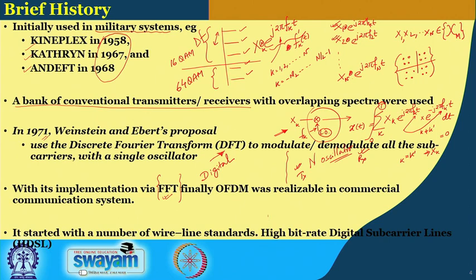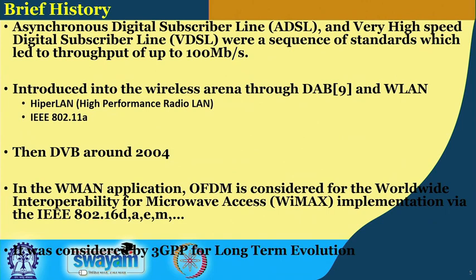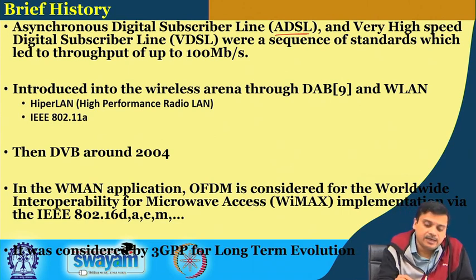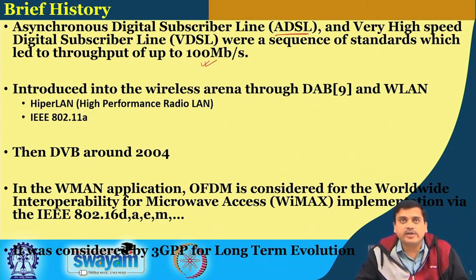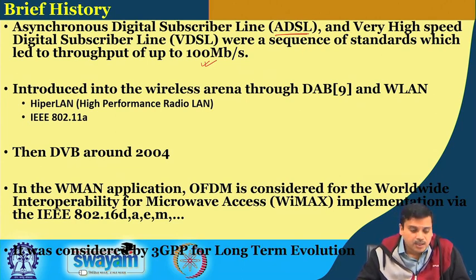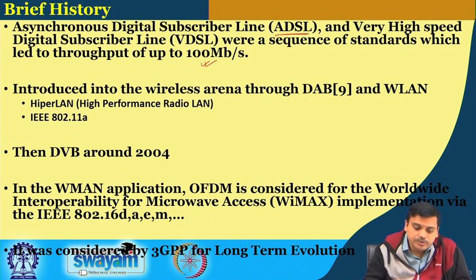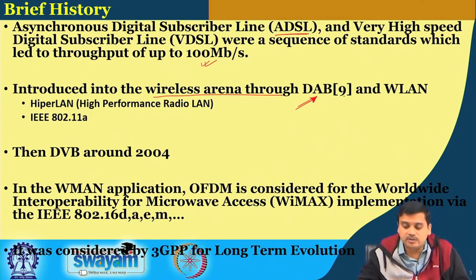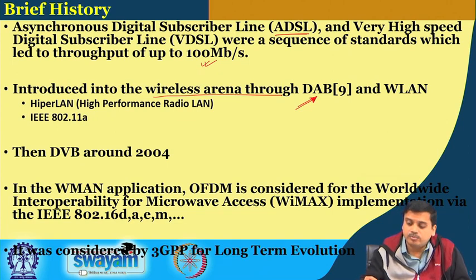It started with HDSL, that is high bit rate digital subscriber line, where it was used. Then there was ADSL, where OFDM was also used, and then very high speed digital subscriber line, which at that time could produce 100 megabits per second, a very large data rate at that instant of time. And as said earlier, it was also introduced into the wireless domain through digital audio broadcasting, you can find the specifications in a particular reference which we will point out, and it was also proposed for use in WLAN, that is wireless local area network.